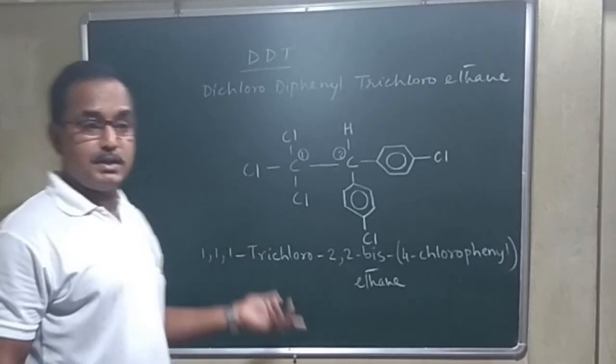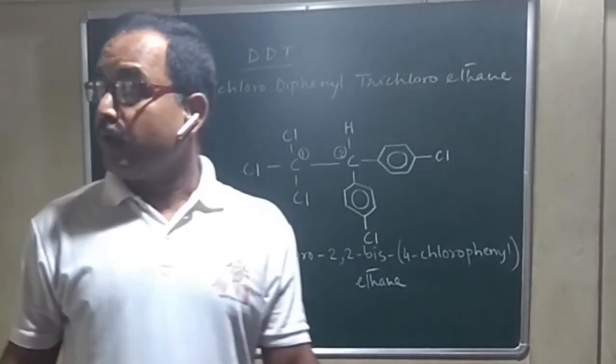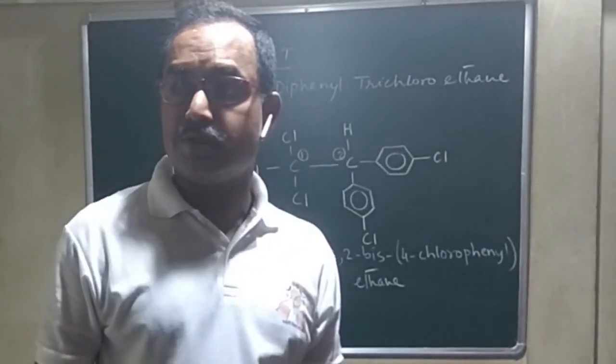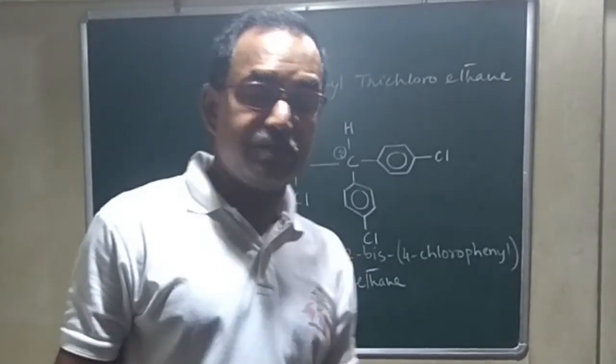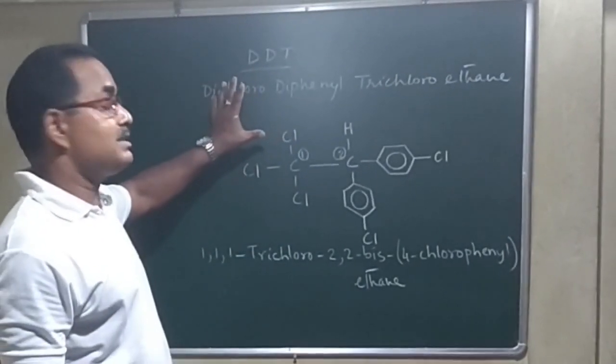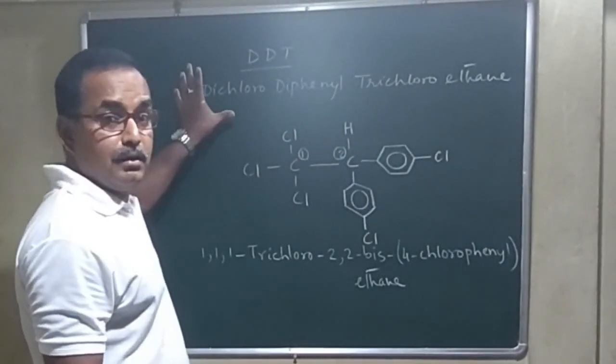This is what? This is a commonly used insecticide or pesticide. Insecticides or pesticides are used to control pests, to control different types of insects. So DDT is a very important compound, but it is environmentally hazardous. It can cause environmental pollution.